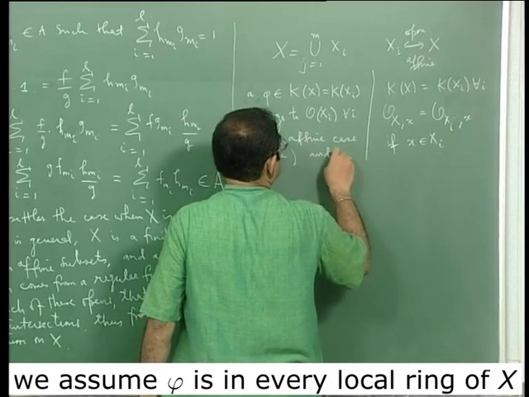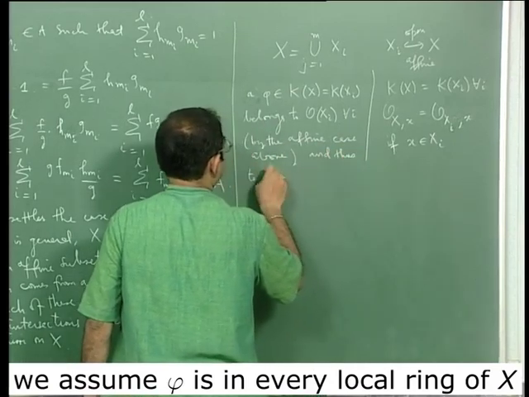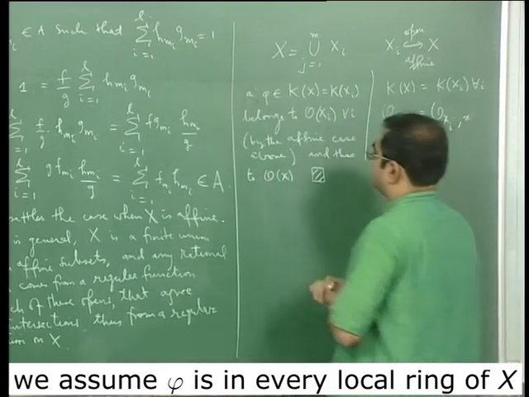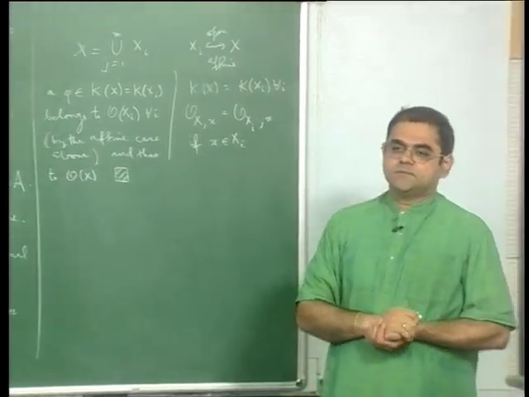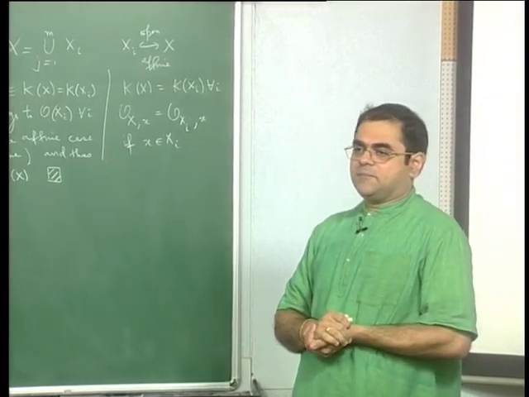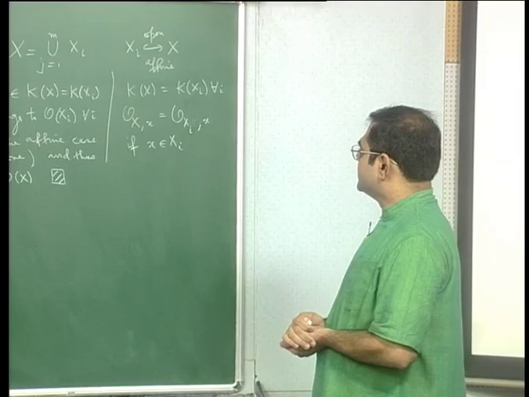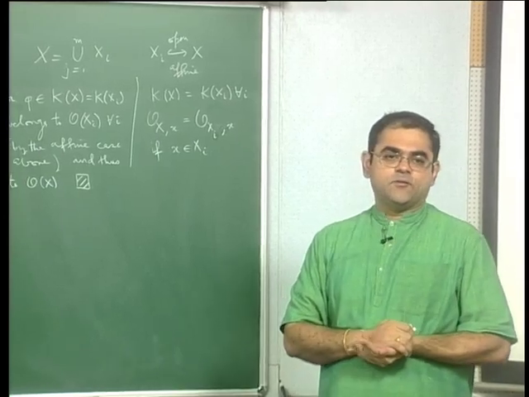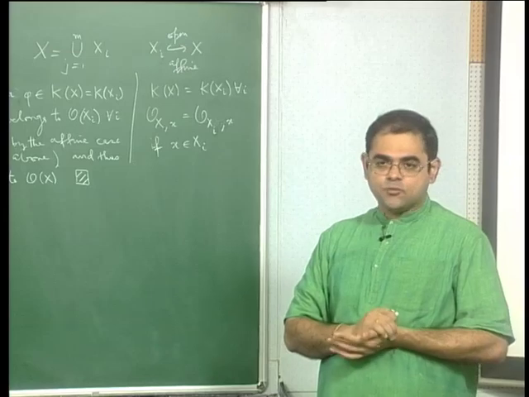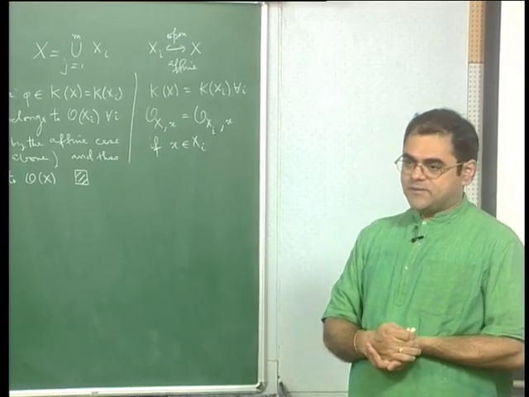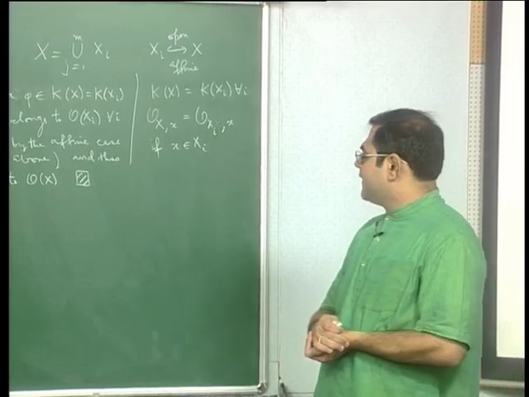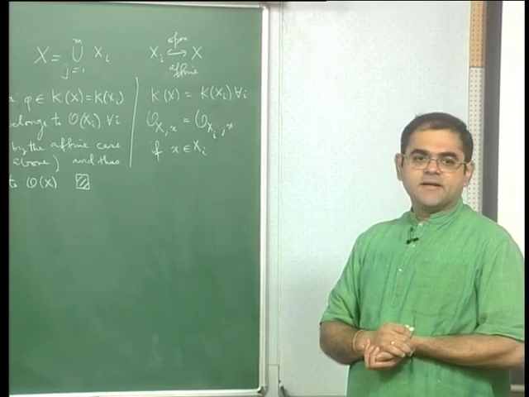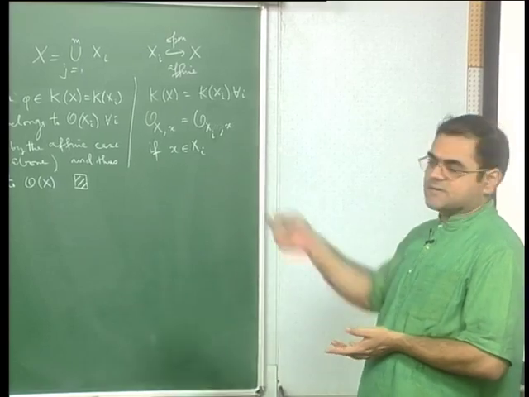And thus to Ox, and that is the end of the proof, okay. So after all, to define a function you have to define functions on open sets which agree on intersections, okay. And similarly, to define a regular function you have to give me a regular function on an open cover which agree on the intersections, and that is what happens here, okay.